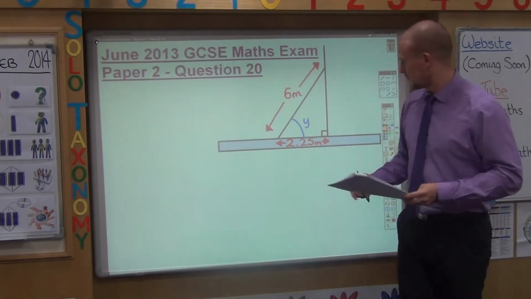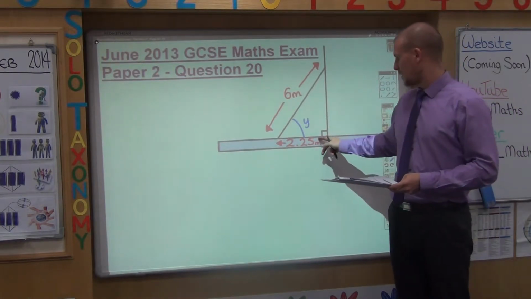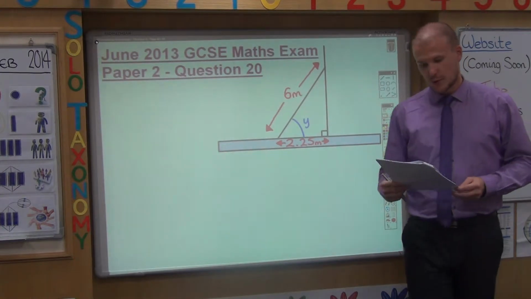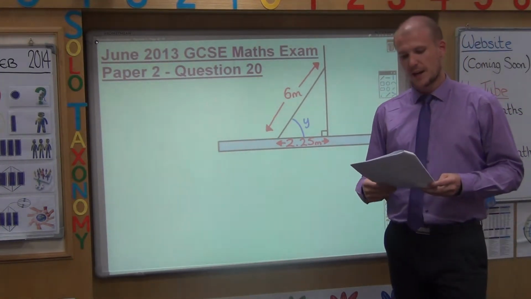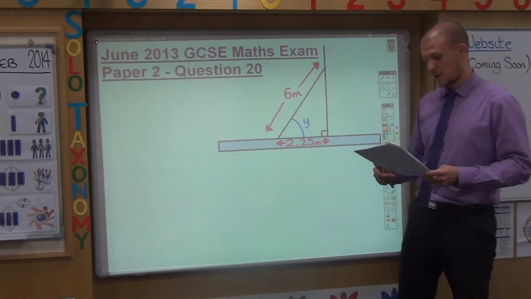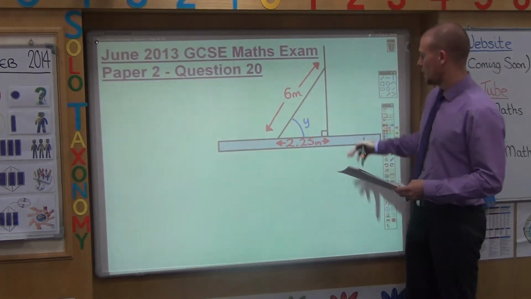The ladder stands on a horizontal ground. The length of the ladder is 6 meters, and the bottom of the ladder is 2.25 meters away from the wall. A ladder is safe to use when the angle marked Y is about 75 degrees. Is the ladder safe to use? You must show your working. Well, you can't answer the question on whether or not it's safe to use until you figure out why. So that's basically what we need to do here.